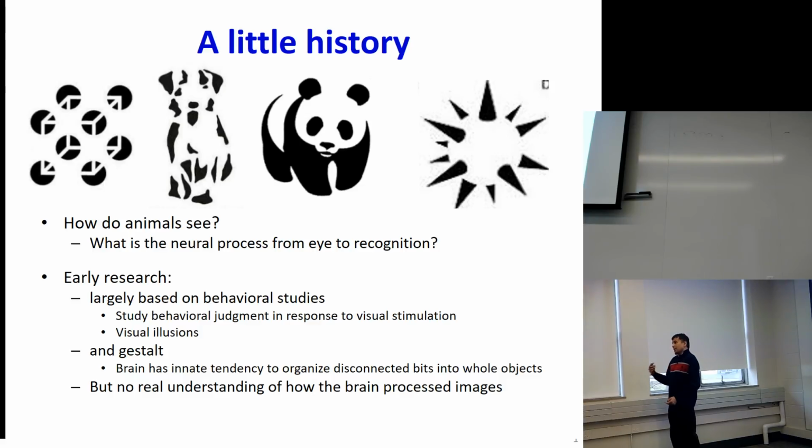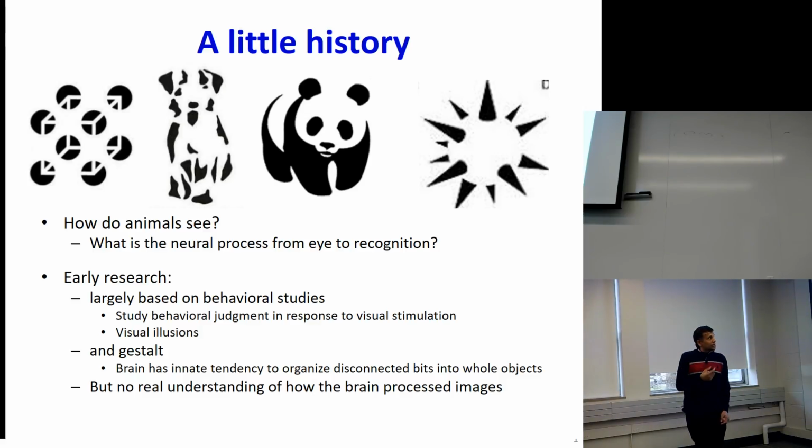And we saw things that weren't there. So a lot of this whole theory of Gestalt: the brain has an innate tendency to organize disconnected bits into whole objects. The early study in visual cognition dealt with behaviors and phenomena like these, but there was no real understanding of how the brain itself processed the images. What was the signal processing? What was the signaling that was going on inside the brain?